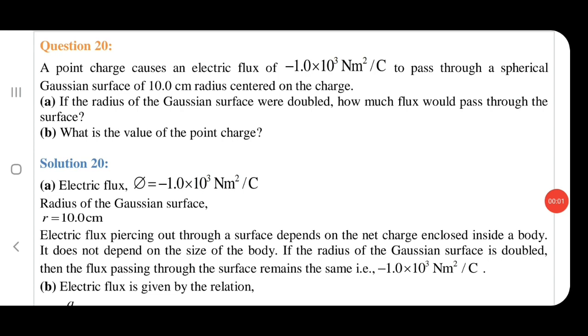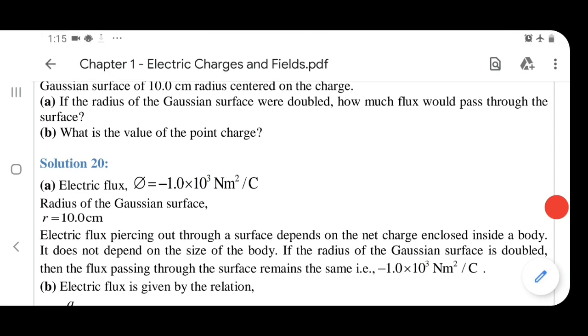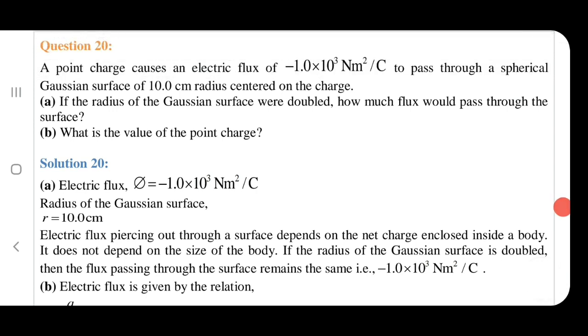Now coming to question 20. A point charge causes an electric flux of minus 1 into 10 cube Newton meter square per coulomb to pass through a spherical Gaussian surface of 10 centimeter radius centered on the charge. If the radius of the surface were doubled, how much flux would pass through the surface? That is the first question. What is the value of the point charge?